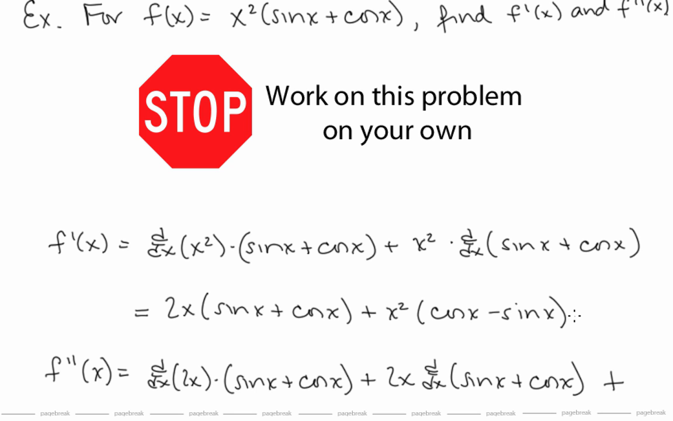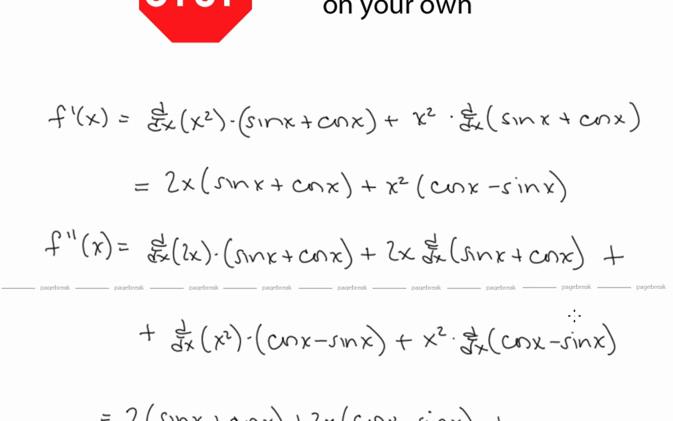For our second derivative, we're going to have to use the product rule twice. The product rule is going to be applied on each one of these terms. So for the first term, we're going to have derivative of 2x times sine x plus cosine x, plus 2x times the derivative of sine x plus cosine x. Now let's use the product rule on this term. So we have plus the derivative of x squared times cosine x minus sine x, plus x squared times the derivative of cosine x minus sine x.